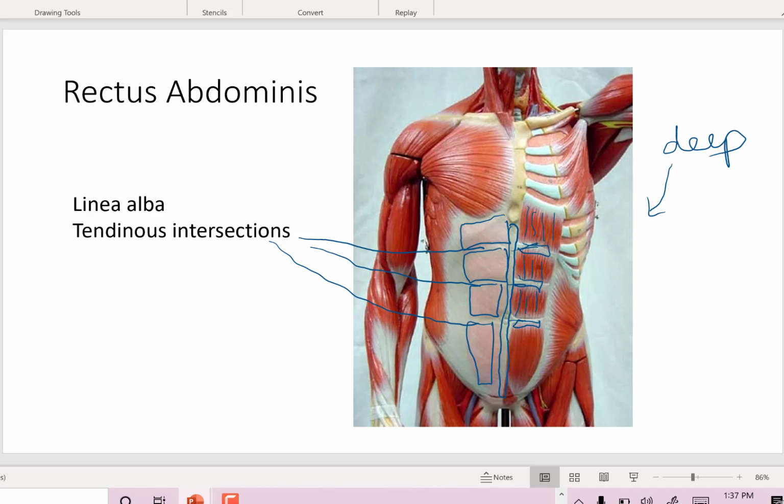The rectus abdominis has its origin on the pubic crest and pubic symphysis. It inserts on the costal cartilage of ribs 5 through 7 and the xiphoid process. So it's weird for students to think that the origin is down here and the insertion is actually up here in your chest region.